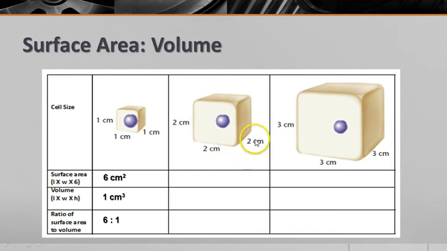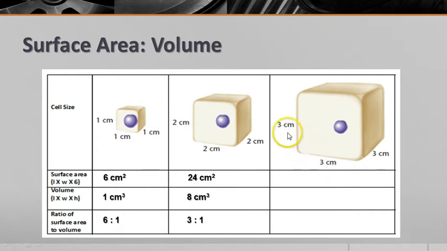Now on the 2 centimeter cube, we have to calculate that also. Length times width is 4 times 6, which is going to be 24 square centimeters, and the volume is going to be 2 times 2 times 2, which is 8 cubic centimeters. 24 to 8 reduces to 3 to 1. So already we've cut in half the surface area to volume ratio just by doubling the size of the cell.